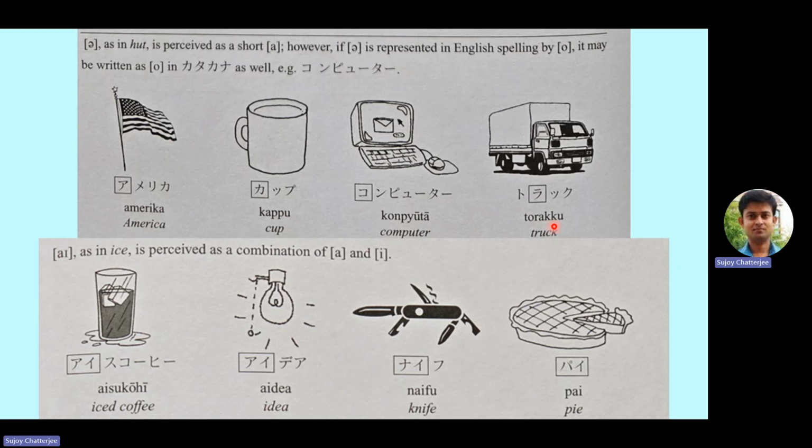Next is the i sound, as in ice. It is perceived as a combination of a and i. This is very simple. For example, iced coffee will be aisu kohi. Same as in ice cream. Similarly, idea will be aidia. Knife, naifu. Pie, pai.